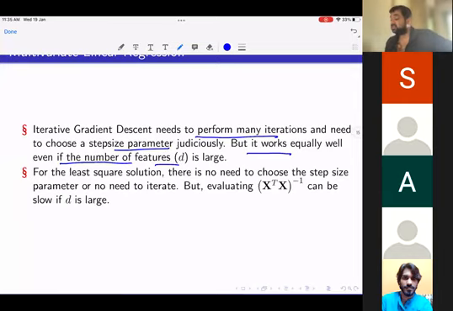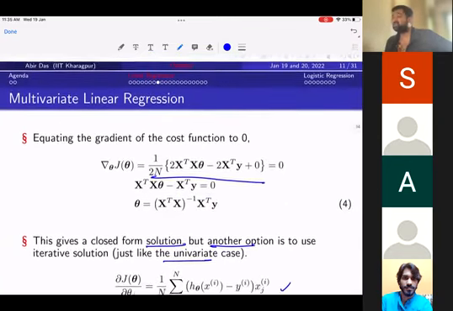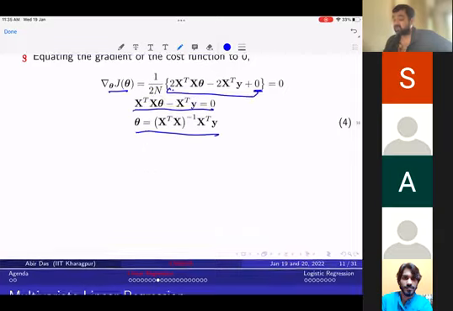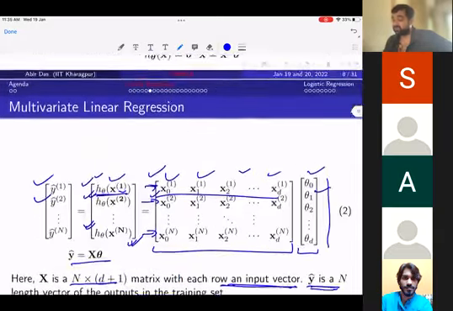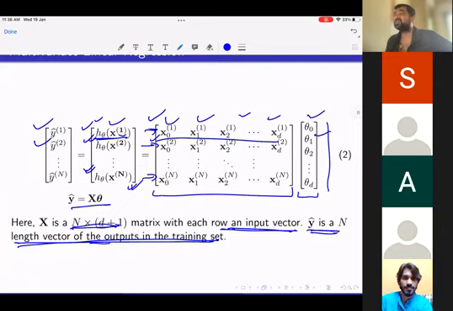For the least squares solution, there is no need to choose a step size. Of course, you are going directly to the minima, with no need to iterate. But evaluating this can be slow if D is large. Why? Because what is X's dimension? We have seen it is n cross D plus 1. So X transpose X will be D plus 1 cross D plus 1.